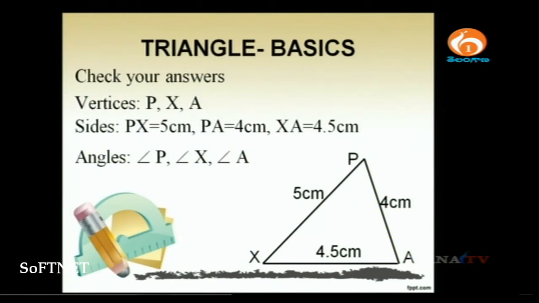Now check your answers. The vertices are P, X, A, and the sides are PX is equal to 5 centimeters, PA is equal to 4 centimeters and XA is equal to 4.5 centimeters, and the angles are angle P, angle X and angle A.